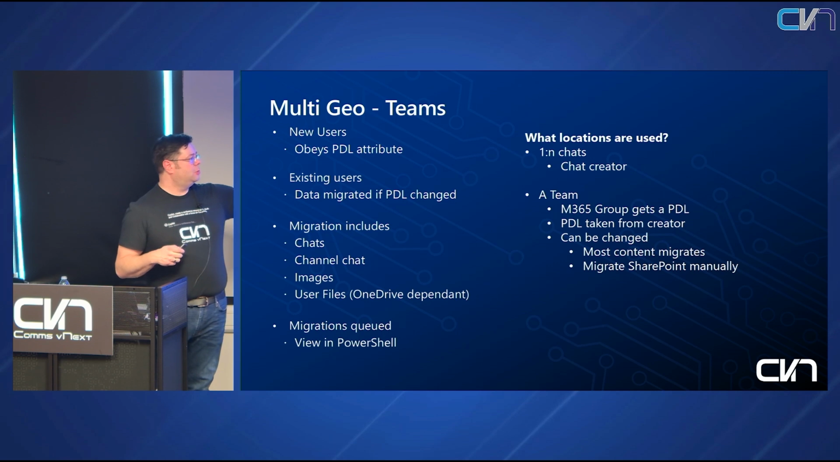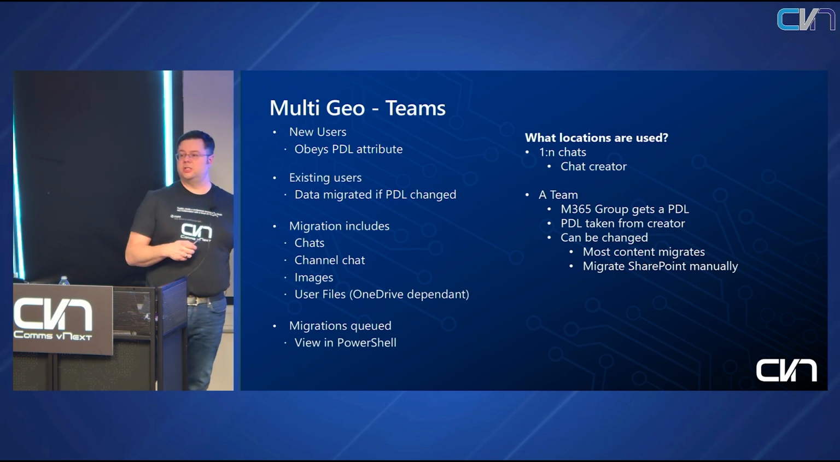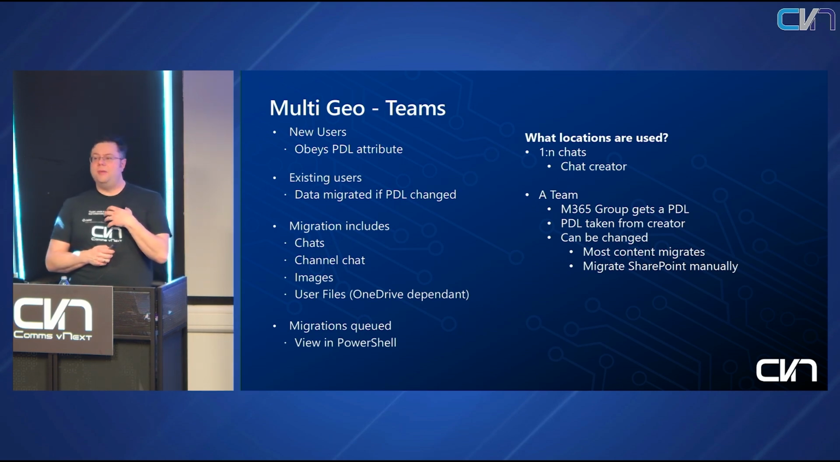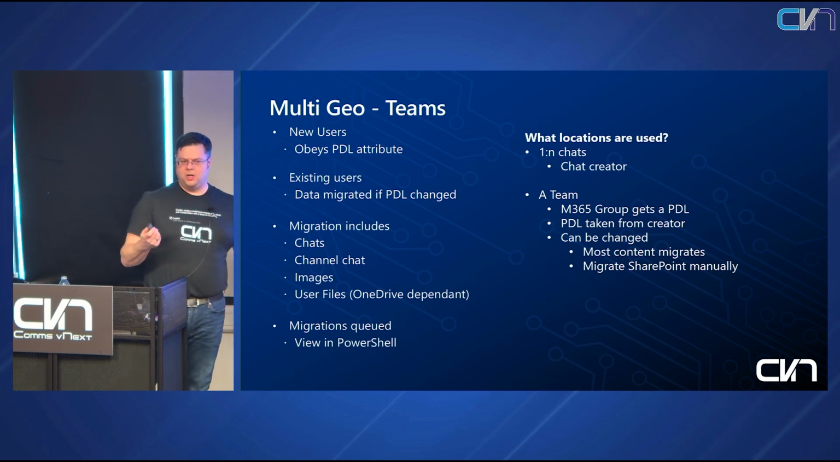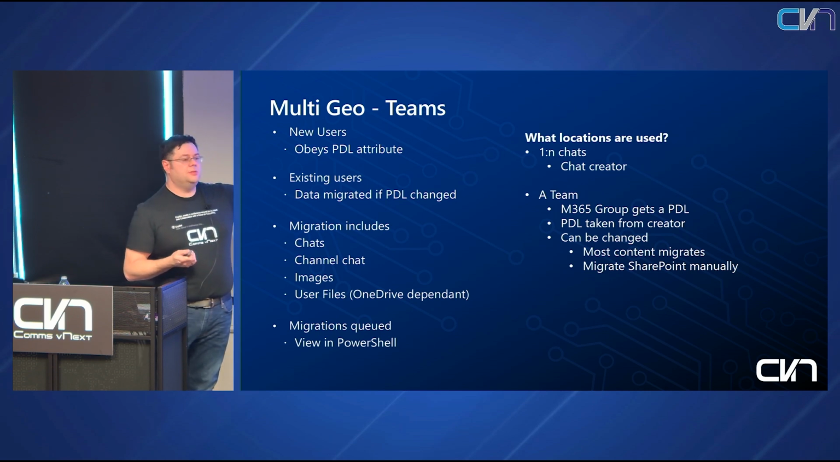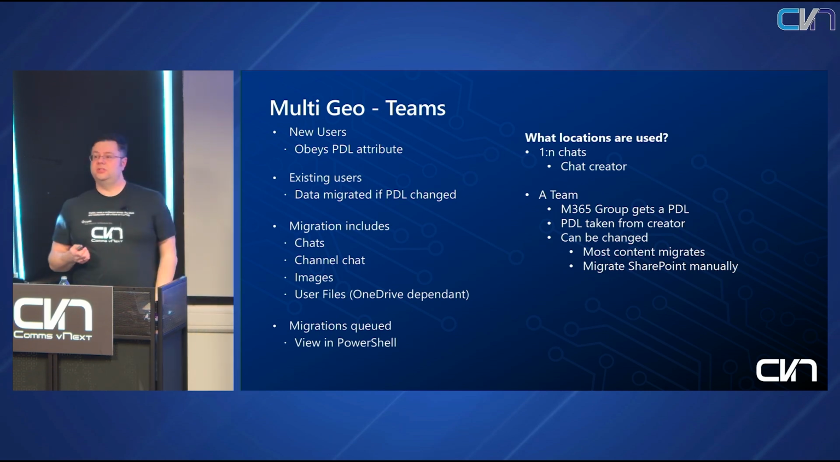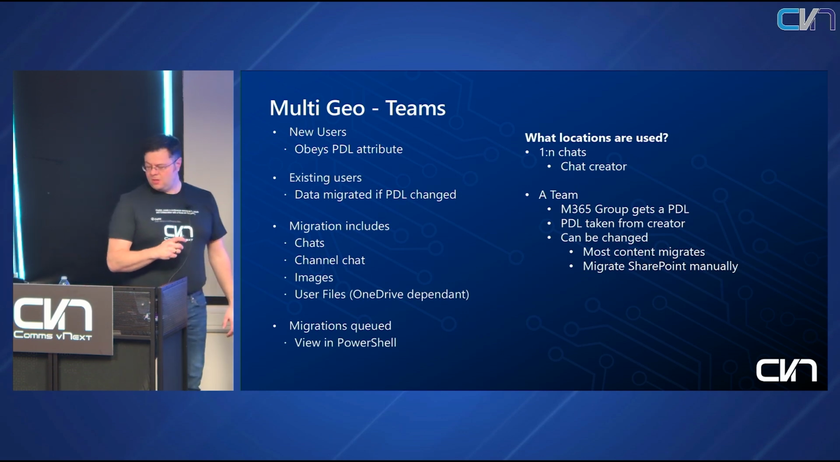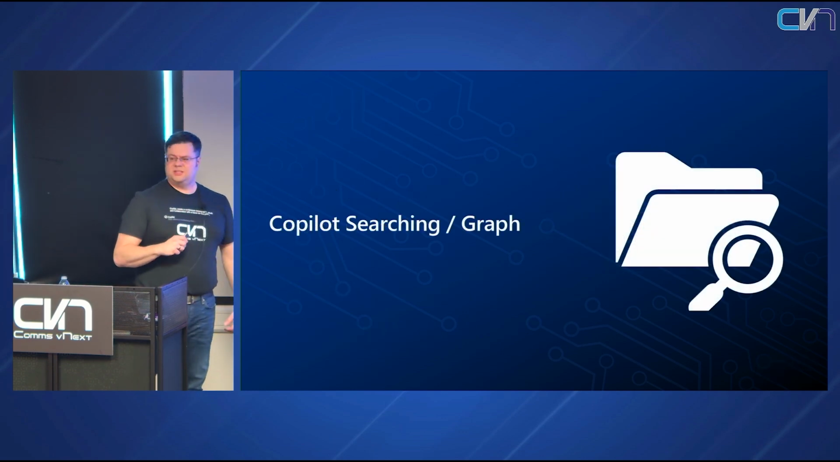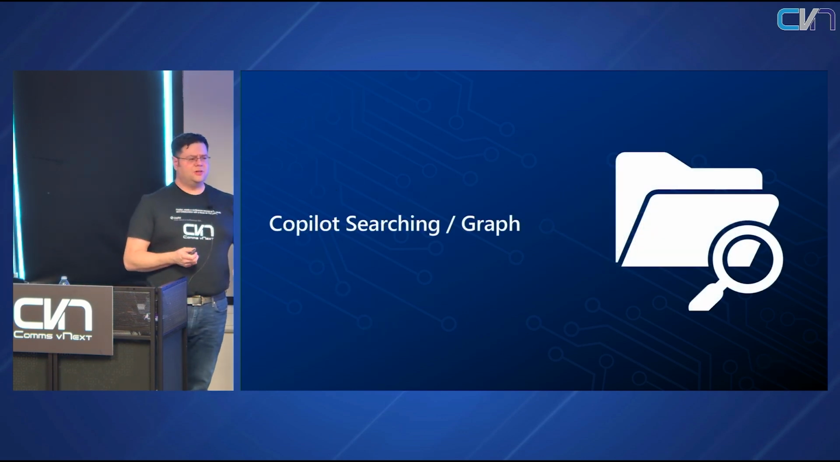We can change that if we want to, but the PDL is taken at the time of creation from the person who created the team, right? So if I make it, it inherits my PDL. If you change that, most of the content will migrate: the chats, the mailbox, all that sort of stuff. You need to manually migrate the SharePoint files. If you change it on a group mailbox, you have to manually trigger a process to pull it out. Okay? Is that exciting stuff you didn't know existed in M365?